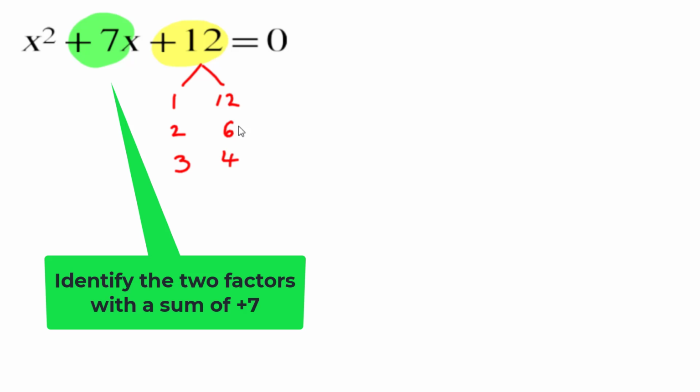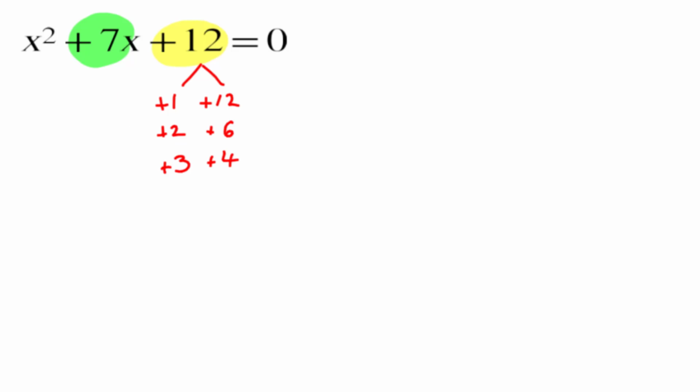Now, if the sum is positive, that means the larger number, like in this case 12, must be positive. And in the second pair, 6 is positive. The third pair, 4 is positive. Plus times plus is plus, and the other factors must be positive as well. So that we have, for example, plus 1 times plus 12 is plus 12.